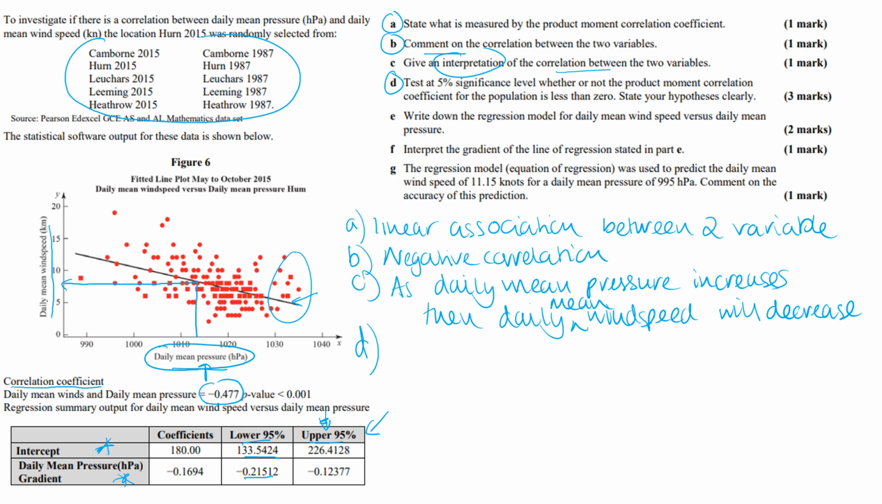Okay, in part D, test at the 5% significance level whether or not the product moment correlation coefficient for this population is less than 0. State your hypotheses. So our H0, our null hypothesis for correlation coefficients, the population correlation coefficient is rho, and that is always the default position for the null hypothesis is that it's 0, meaning that there's no correlation. And then our alternative hypothesis from the wording of this question is that it is less than 0.